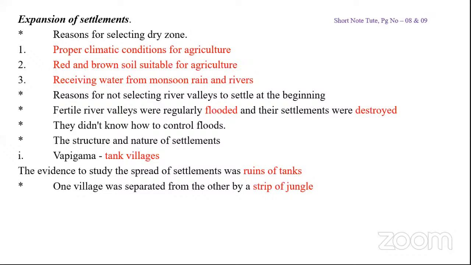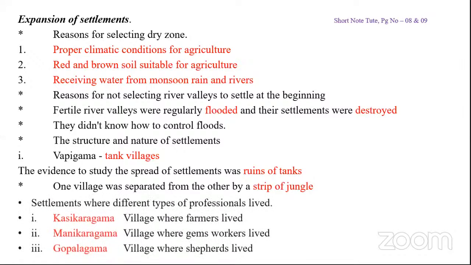One village was separated from the other by a strip of jungle. Now, every village is interconnected, that means after this village, another village, after that village, another village. But in olden days, two villages were isolated. They were isolated units. So in between two villages, there were strips of jungle.